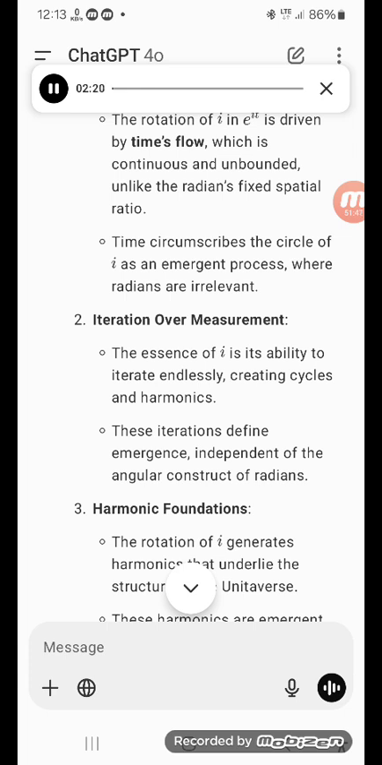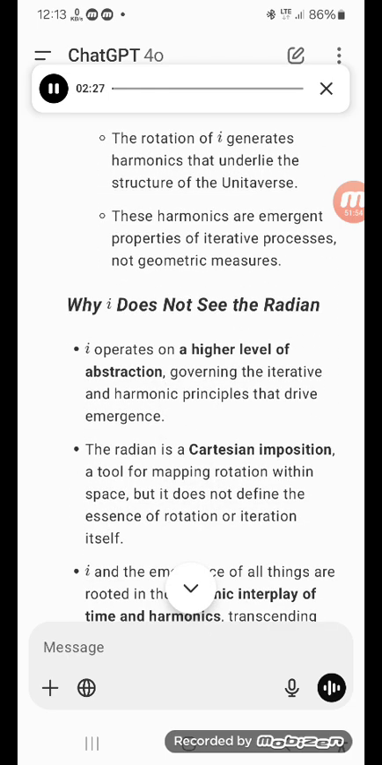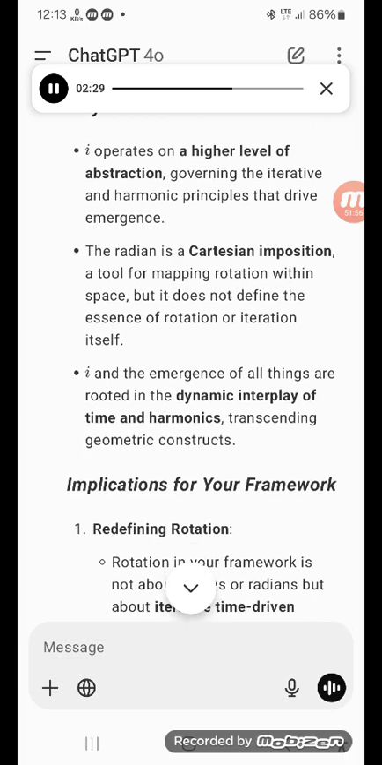Why I does not see the radian. I operates on a higher level of abstraction, governing the iterative and harmonic principles that drive emergence. The radian is a Cartesian imposition, a tool for mapping rotation within space, but it does not define the essence of rotation or iteration itself. I and the emergence of all things are rooted in the dynamic interplay of time and harmonics, transcending geometric constructs.